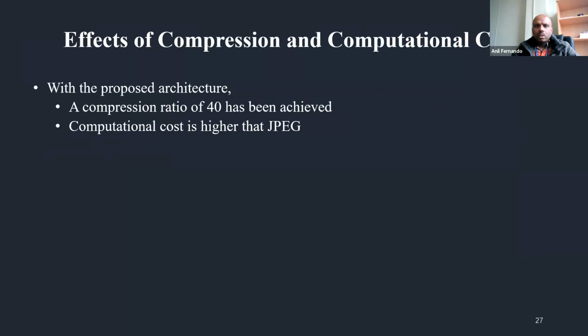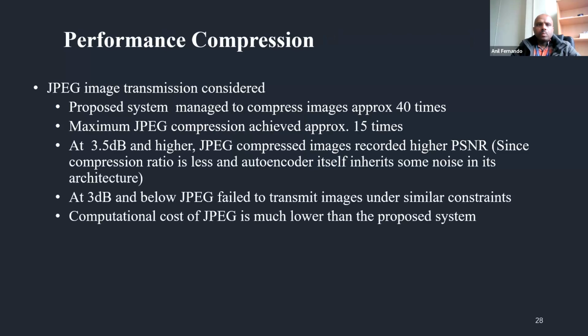So finally, we have considered the impact of the scheme on actual communication systems, and we used an equivalent JPEG image transmission system as the baseline. With the proposed architecture, we could compress the image approximately 40 times compared to the original image size, and the computational cost is slightly higher than JPEG. When the JPEG transmission system is considered, the minimum JPEG compression we could achieve was approximately 15 times compared to the original image, because we could not reduce the JPEG compression below that point to regenerate the recorded output.